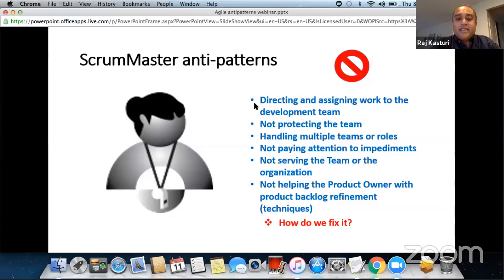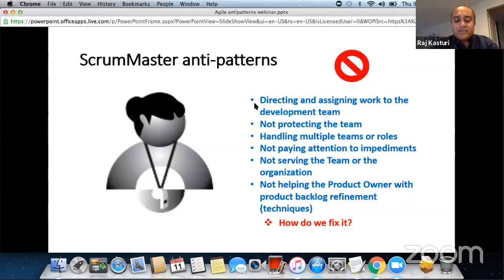But we want to make sure that they don't work on too many things, because you lose the focus, and the productivity of the Scrum Master itself goes down quite a bit. So they won't be able to pay attention to all the teams that they're working on.